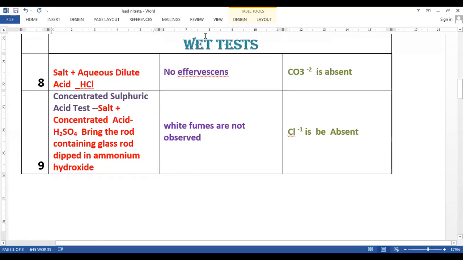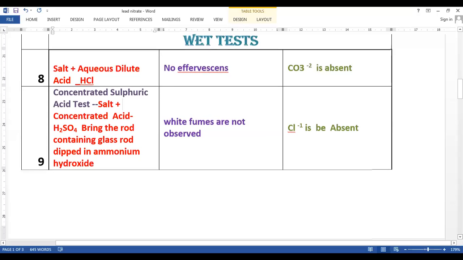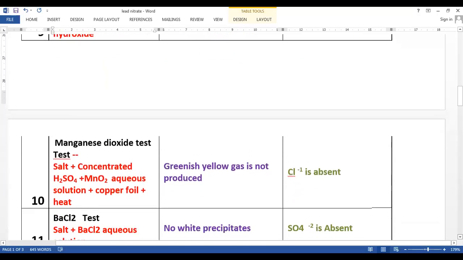Now, my dear students, we are going to perform the wet test. So first, we will take the salt solution or salt in solid form, and then we will add the dilute HCl. You have just seen that when we add dilute HCl, there was no effervescence, and that is why we can say that CO3-2 is absent. Now into the next one, we have to perform the concentrated sulfuric acid test. In the concentrated sulfuric acid test, we do not get white fumes, and that is why we can say that Cl- ion is absent.